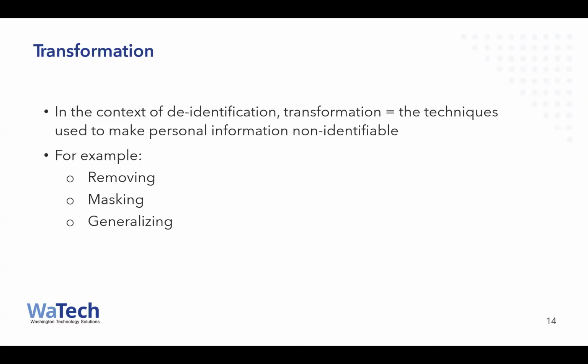The next concept here for de-identification is the idea of transformation. So this is simply the idea of doing something to those data elements. In the context of de-identification specifically, we're talking about the techniques used to make personal information non-identifiable. Just a high level on this for now, because we'll talk about it more in a bit. But examples of transformation would be removing information, masking the information, or generalizing the information.